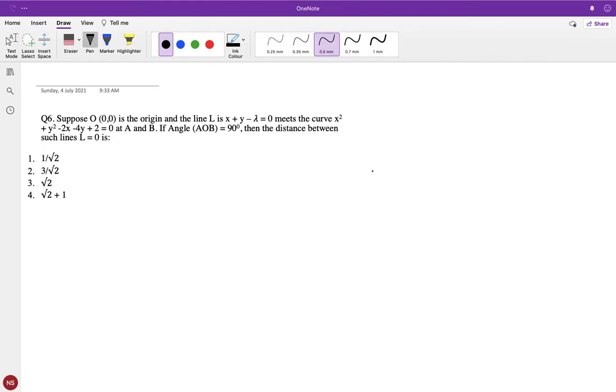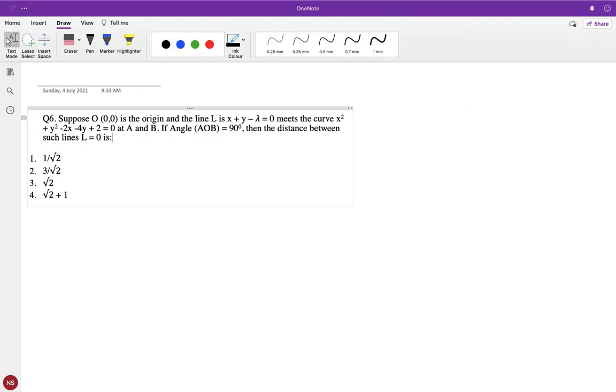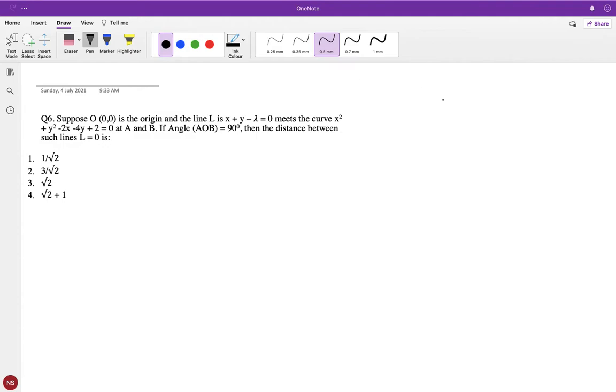Okay, next question. Suppose O is the origin and the line L is x plus y minus lambda. It meets the curve x square plus y square minus 2x minus 4y plus 2 is equal to 0 at A and B. If the angle AOB is 90 degrees, then the distance between such lines L equal to 0. Such lines, that means there are many possible solutions for lambda. Lambda is just not one value. It may be 1 or 2 or maybe 3 or 4.